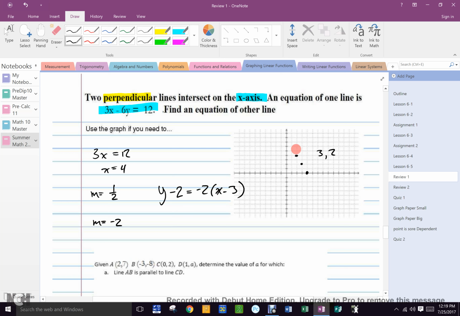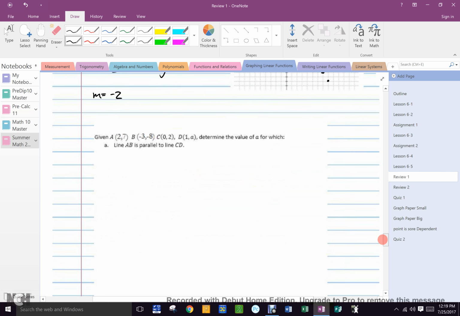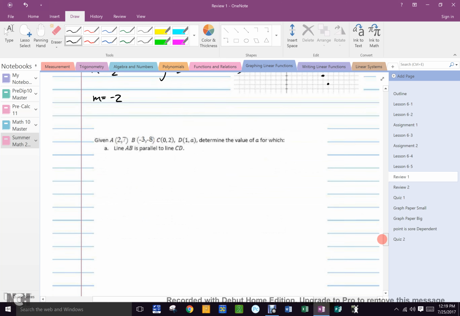Up 2 over 1, up 2 over 1, up 2 over 1. There's your y-intercept. You could have used that point. Down 2, left 1, down 2. You could have used any of these points. 2 marks. Decide how much you deserve. Not very many people got to that question, so not very many people need to care.